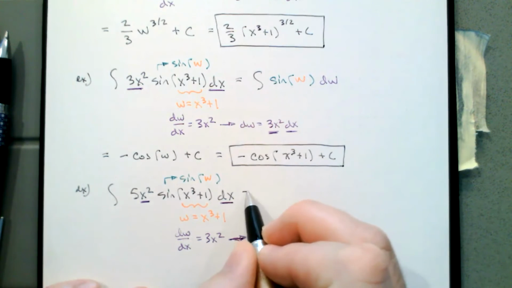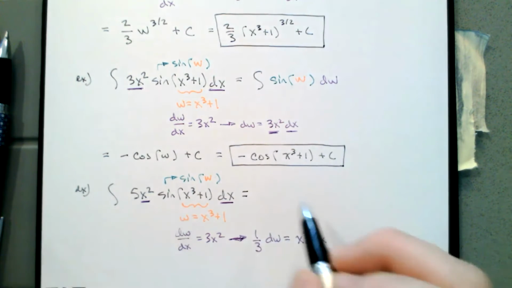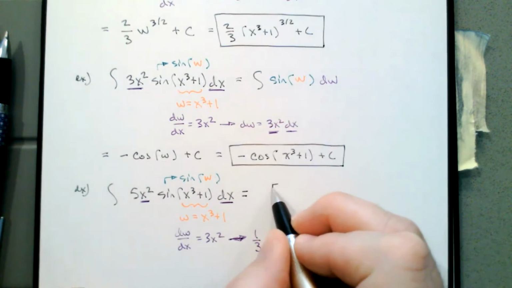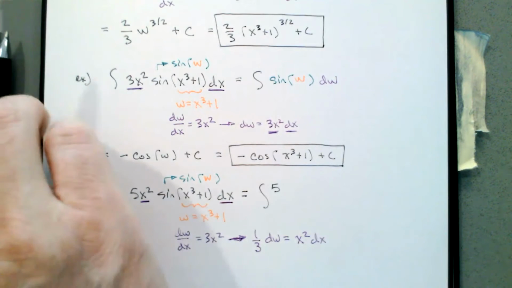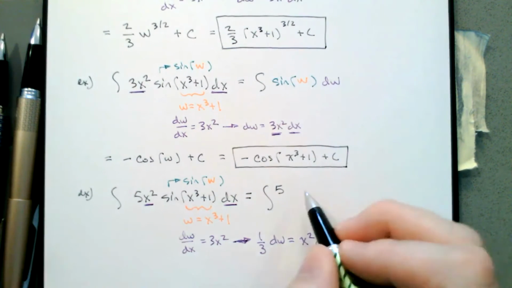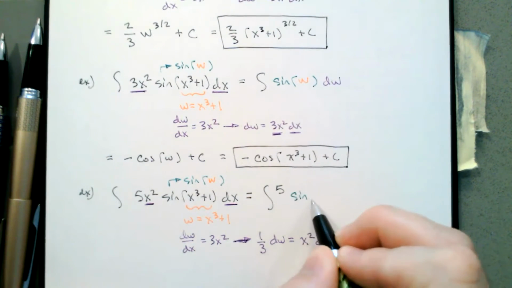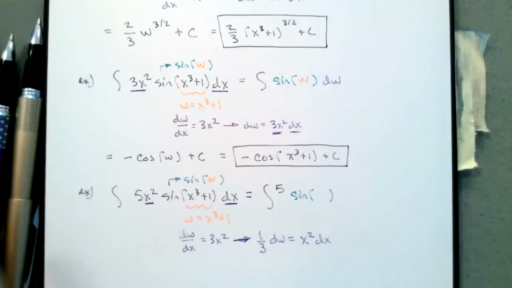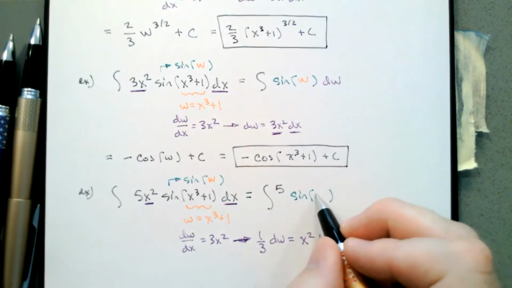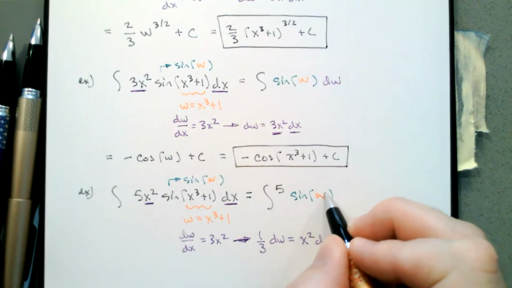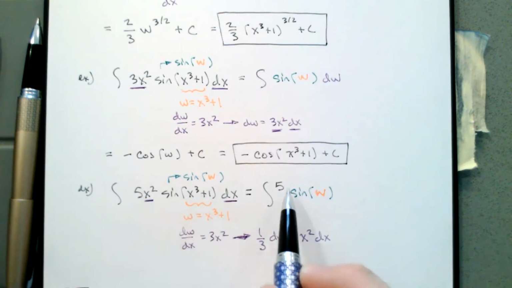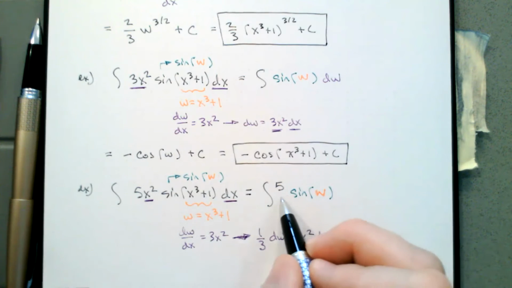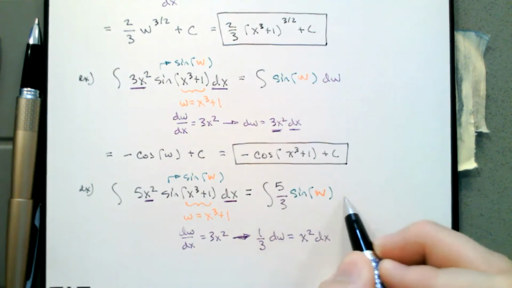So my integral in w, the 5, I'm just keeping. I'm integrating the sine of w, so sine of w. And in this case, the x squared and the dx, I left the 5 behind. x squared dx is going to be replaced with 1/3 dw.